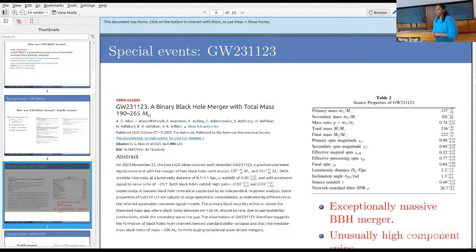Then very recently, another detection happened, which is the most massive black hole binary detected to date. So the total mass is about 190 to 265 solar masses. There are multiple special features of this. First of all, the remnant is really massive. Each of these components is also very massive. The primary is 137 solar masses, and the secondary is 101 solar masses. That is the median value. The other thing is that both these black holes have unusually high component spins, although these spin measurements have quite large error bars.